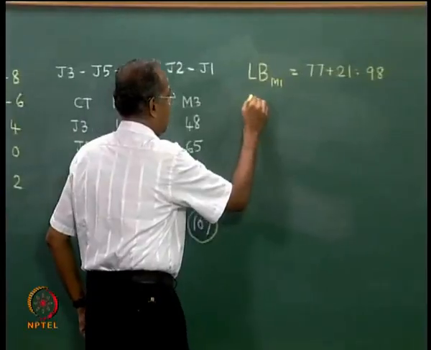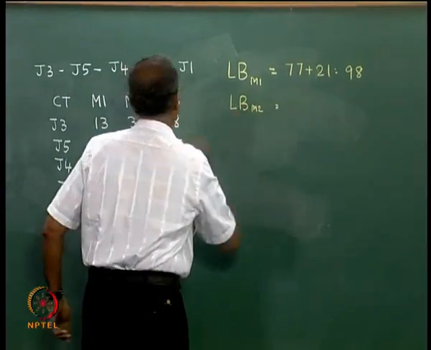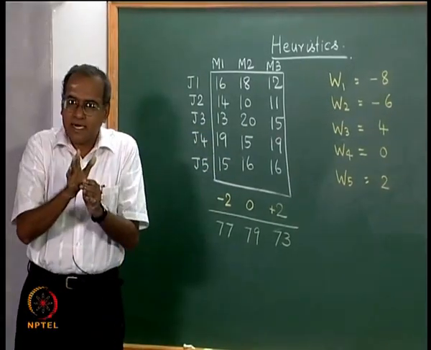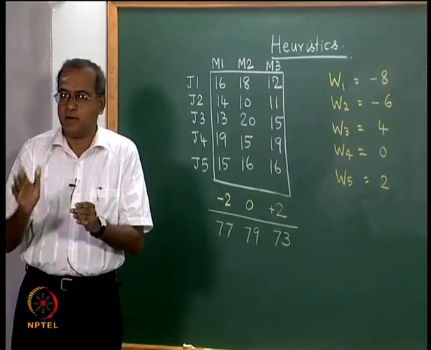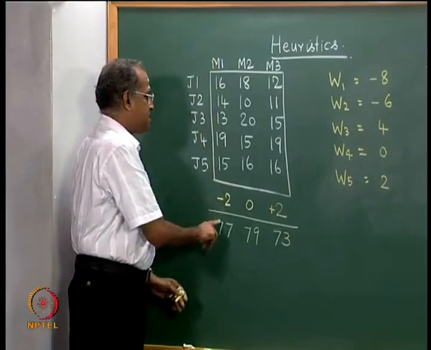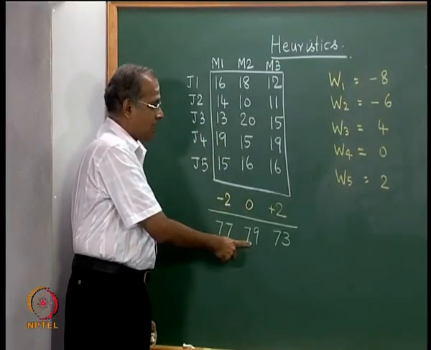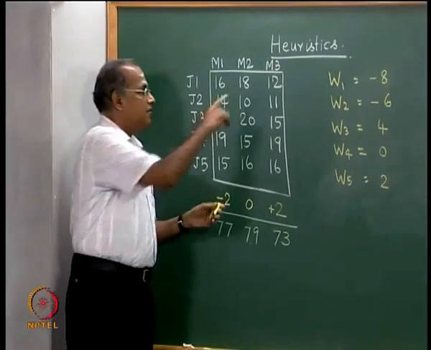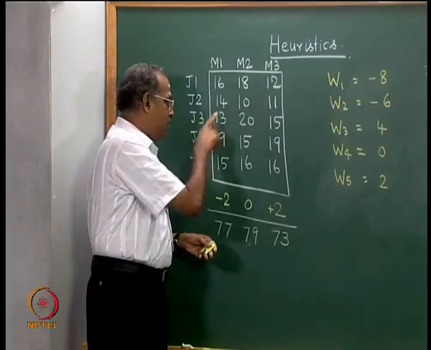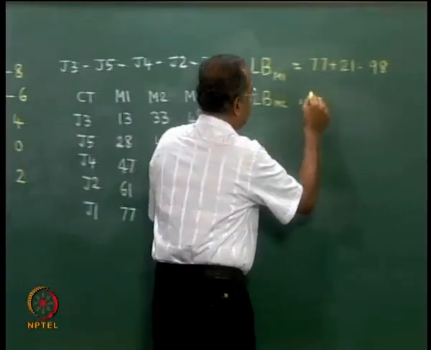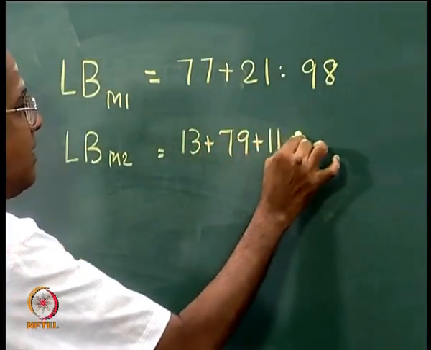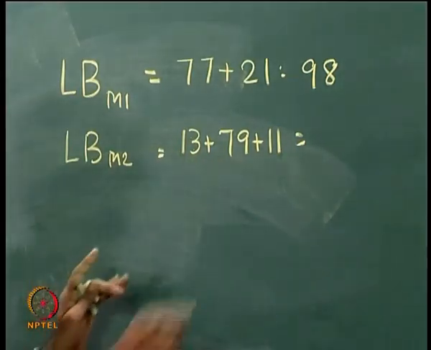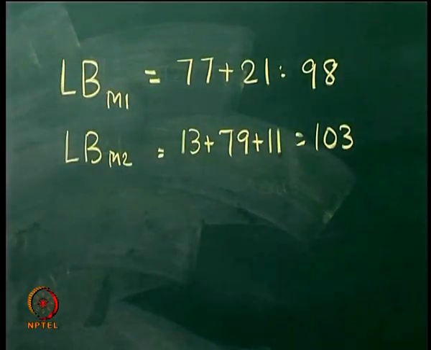Now, lower bound based on M2 will be the earliest we can start processing on M2, which is the minimum of these, which is 13, because no job can directly start on M2. It has to go to M1 and then only it can start M2. So, the earliest M2 can begin is the minimum of these numbers, which is 13. M2 itself requires another 79, and then the last job on M2 also has to go to M3. So, it requires at least an addition, which is the minimum of these, which happens to be 11. So, the lower bound will be 13 plus 79 plus 11. 79 plus 11 is 90, 90 plus 13 is 103. 103 is a lower bound based on M2.